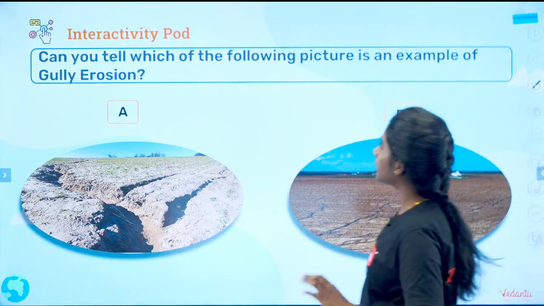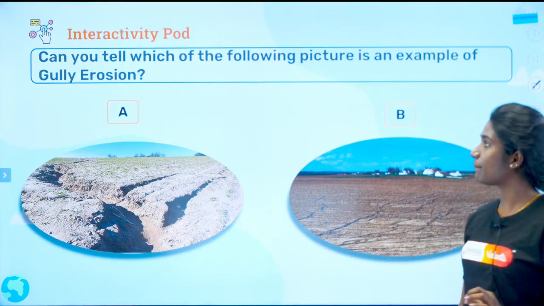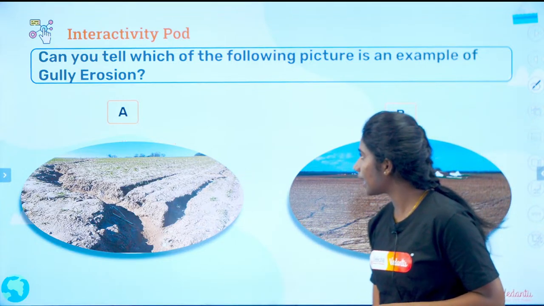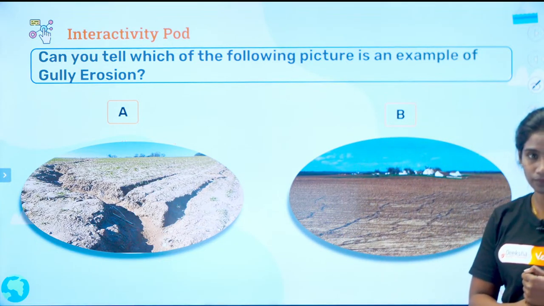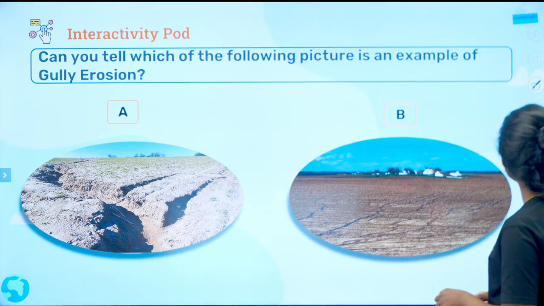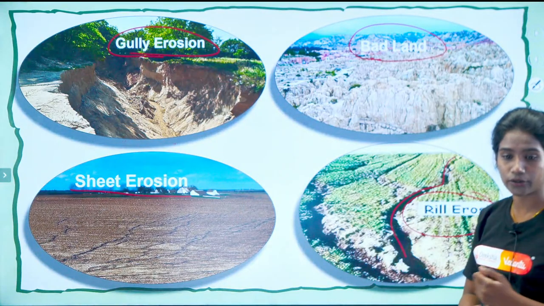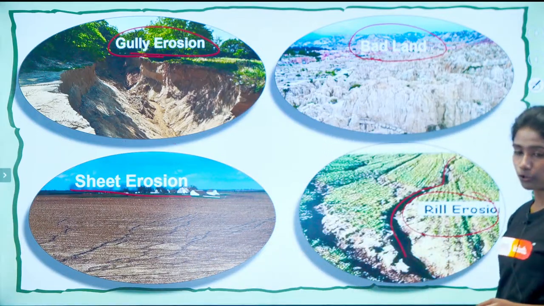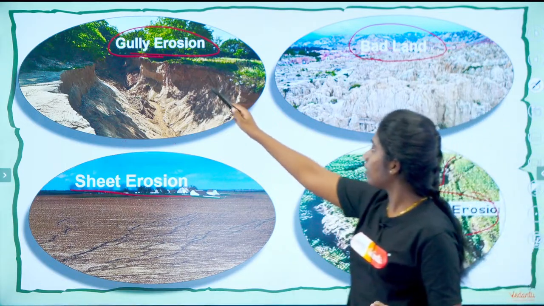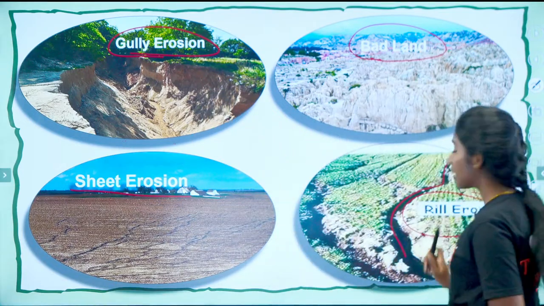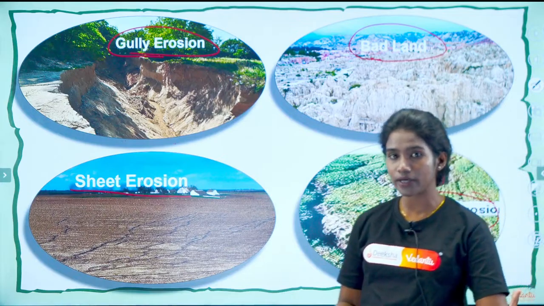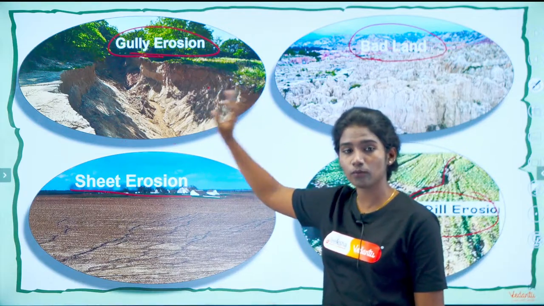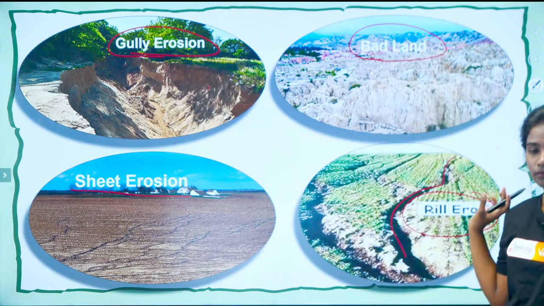Fine. So now, can you tell which of the following pictures is an example of gully erosion? Is it option A or option B? These are the soil erosion types: gully erosion, badland, sheet erosion and rill erosion. From the exam point of view, these three are very important: gully erosion, sheet erosion and rill erosion. Just refer to the previous year question papers, you will mostly see questions from these, mostly gully erosion and rill erosion.